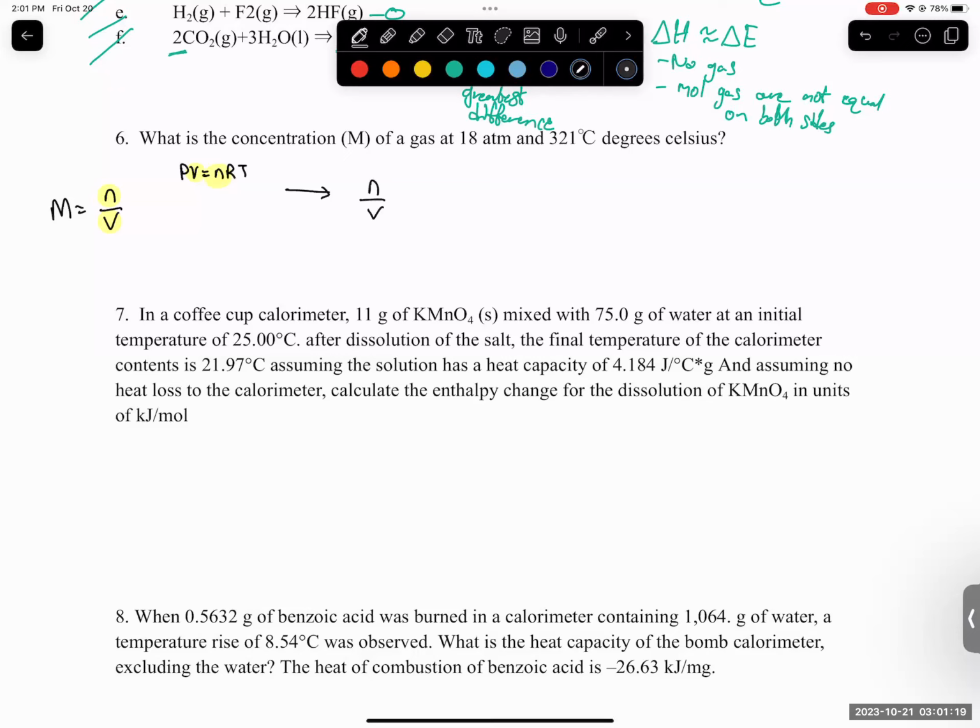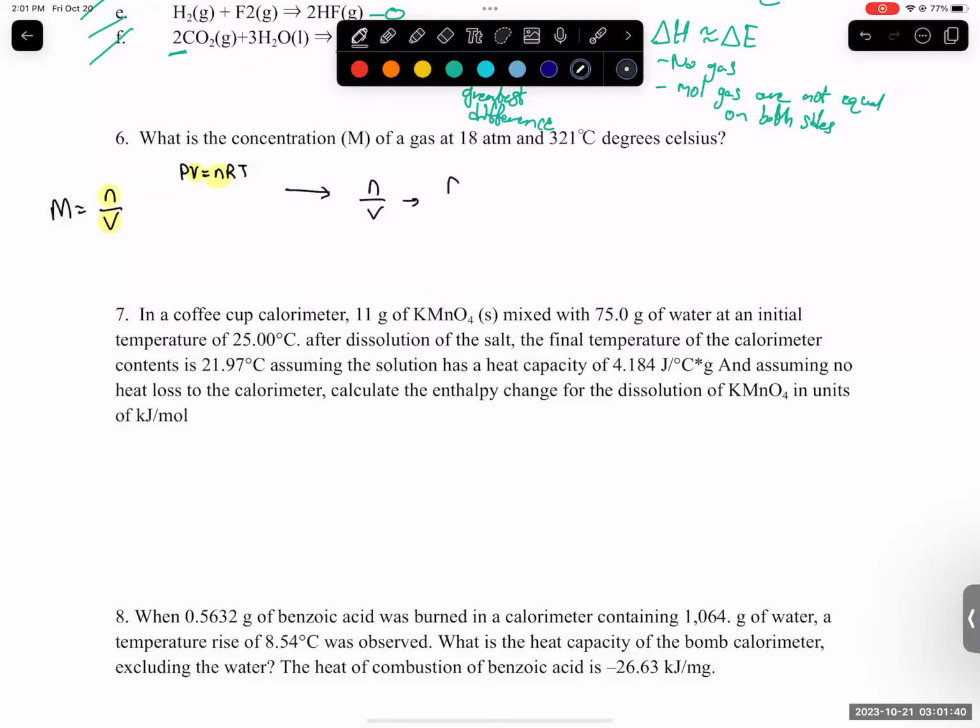Exactly, yeah. So she said, well, what is molarity? Molarity is, like Megan said, moles divided by volume, right? So in the ideal gas equation, there is moles and volume. So we can solve for moles over volume by isolating for moles over volume, right? That's exactly what Megan did.